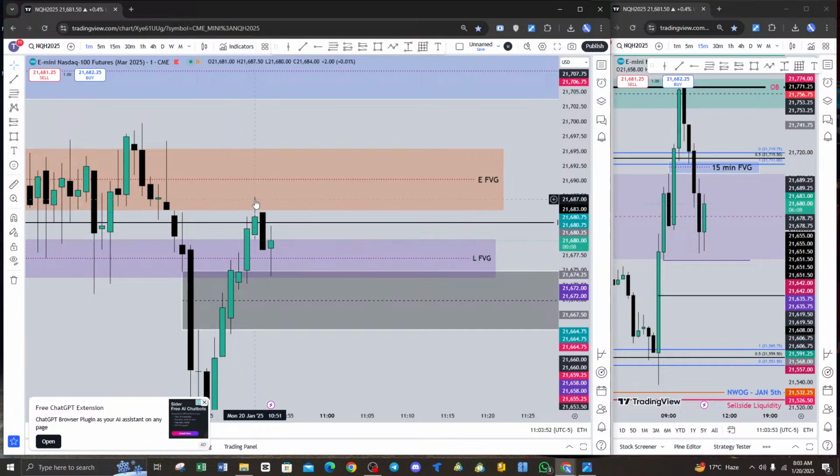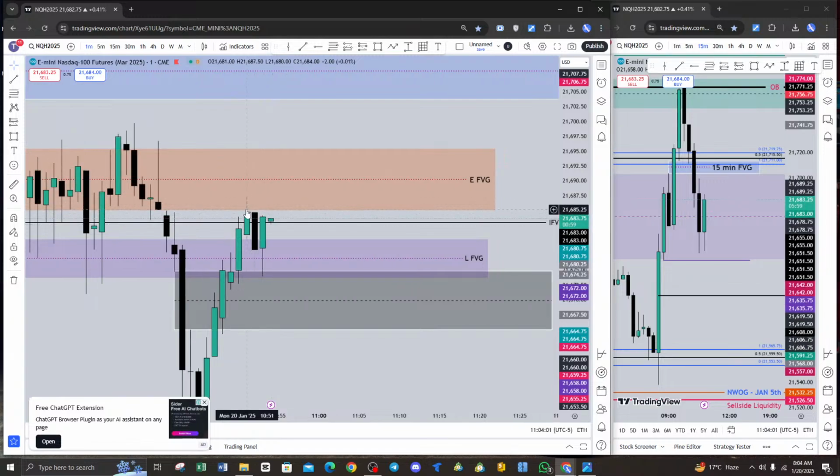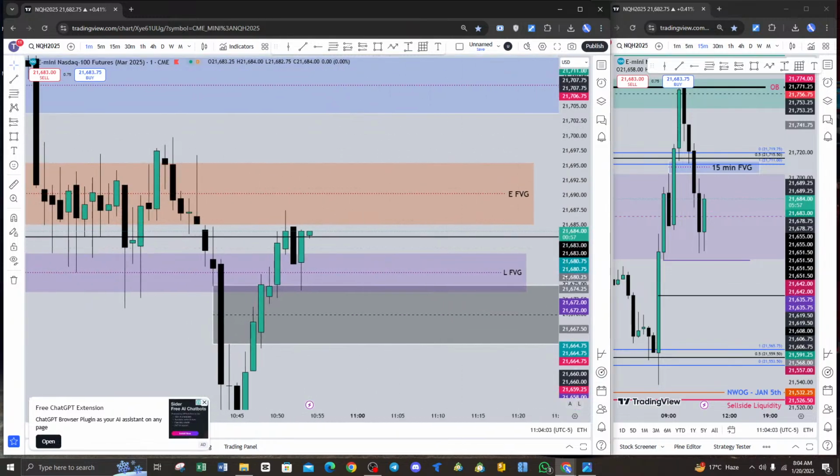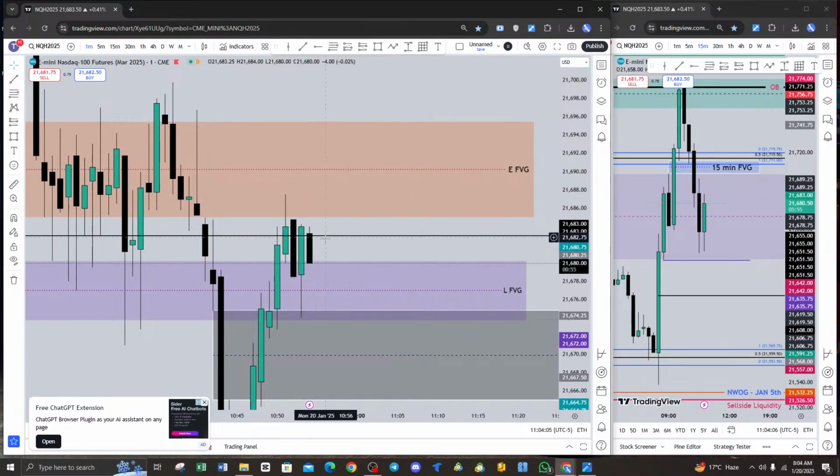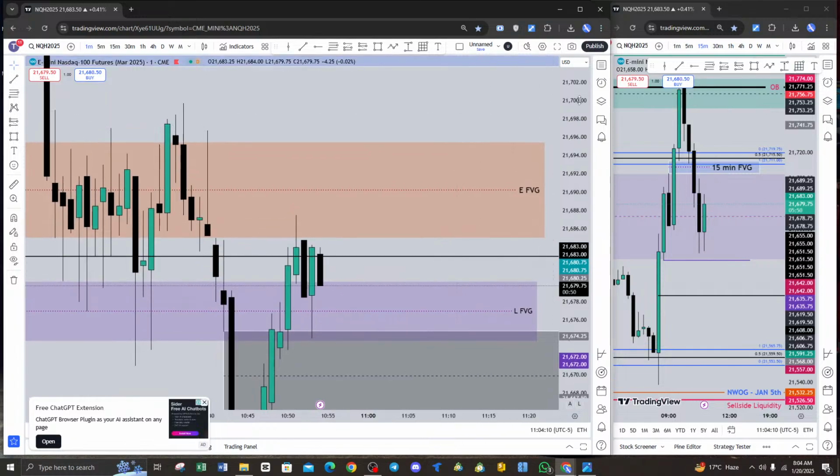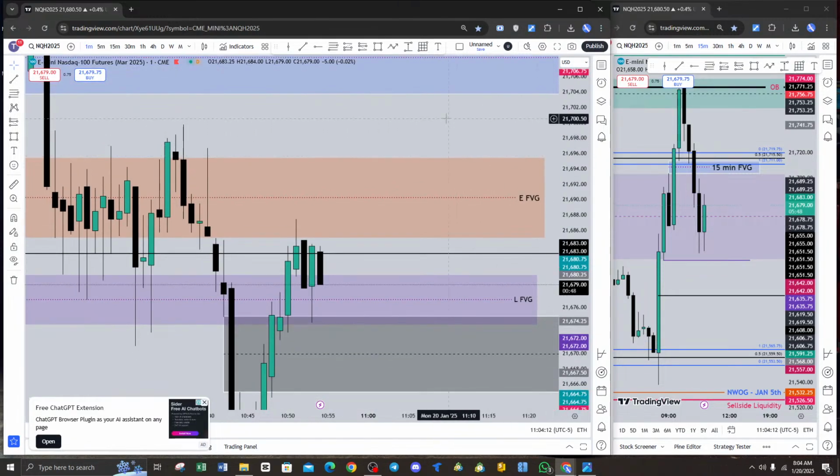If the next swing high closes above or takes the high of this swing high, then I will consider this a market structure shift. Then on the very next candle or the next fair value gap I'll take the entry from the fair value gap. So let's see what happens.